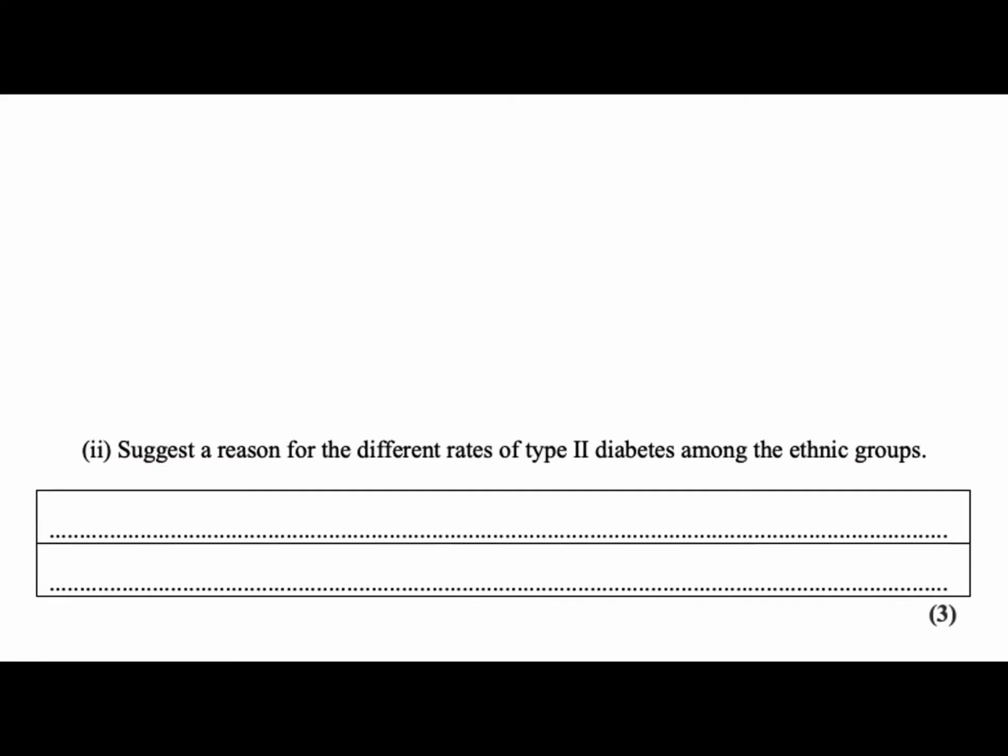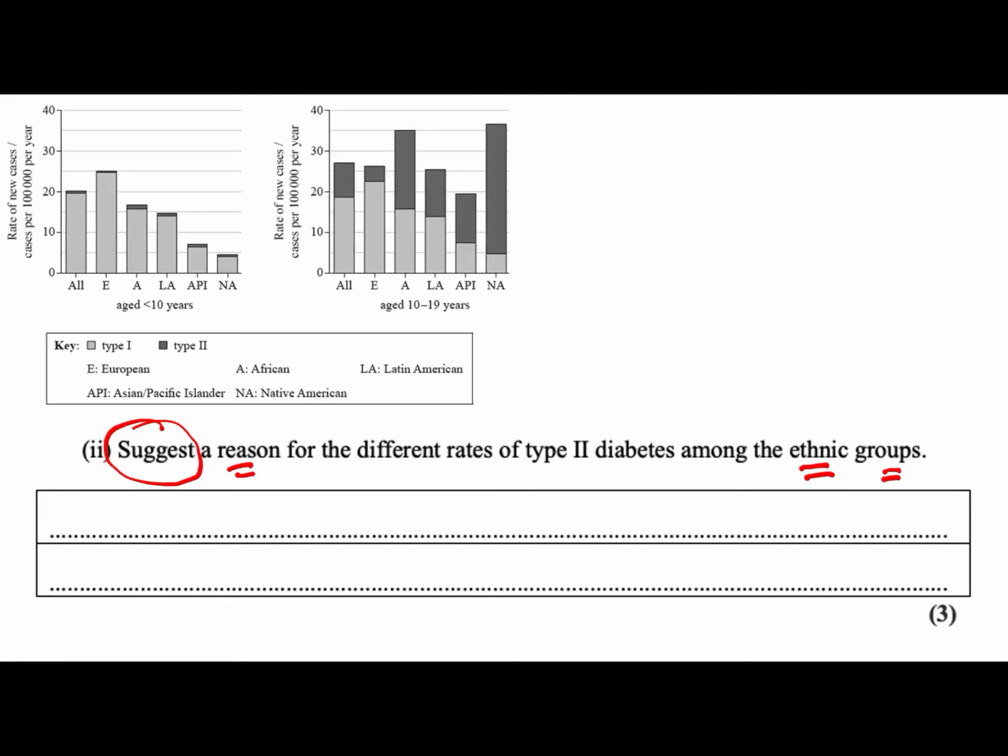Now, the reason for different rates. Reason is again a very wide command term; you can suggest any reason. If we look at type 2 diabetes only, we can see that it is very high here, type 2 diabetes in older age, as we know from the theory.